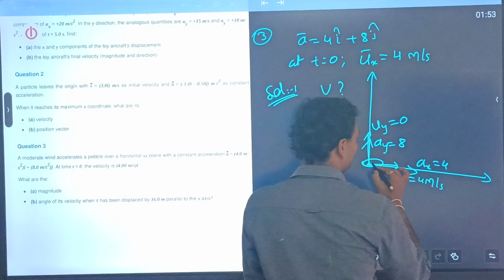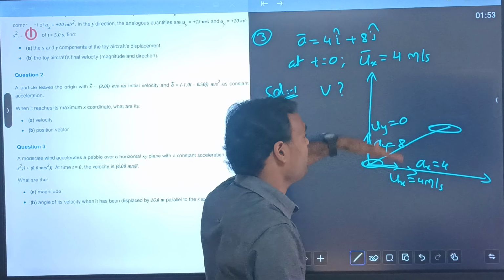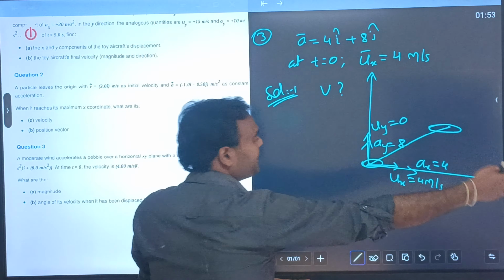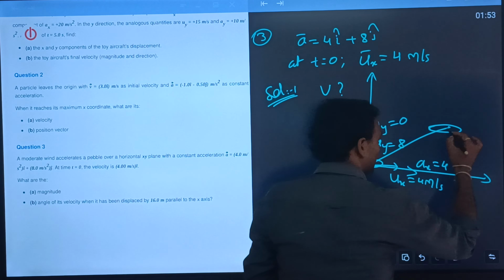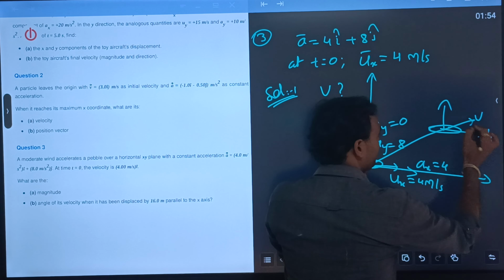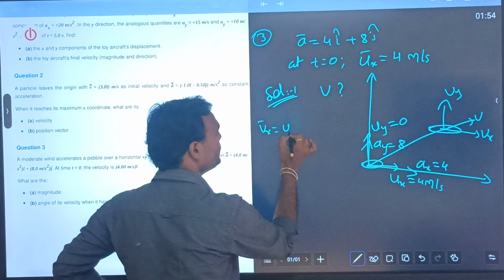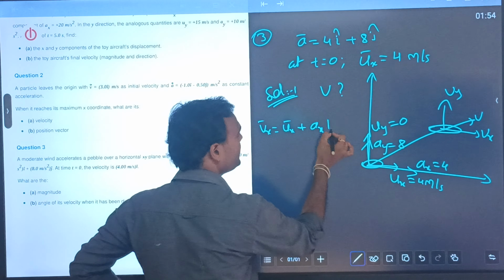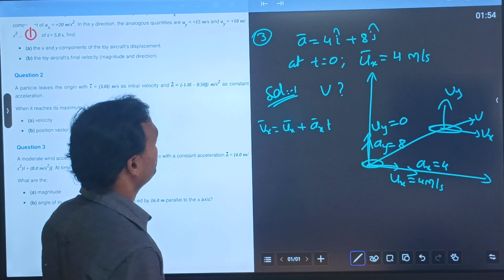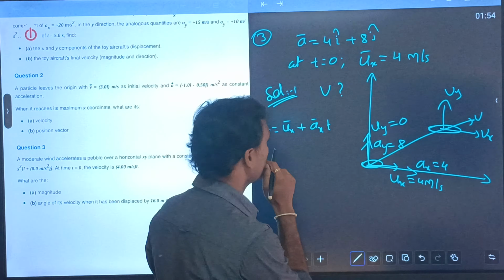That means obviously the object will reach a location, because the acceleration exists in the upward direction. So the object will move in the upward direction along with the rightward direction, right? Now it would attain a velocity here. This will be Vx, this will be Vy, right? Now Vx is equal to Ux plus Ax t, right? Of course, Ux and Ax are present, but the t value is not.